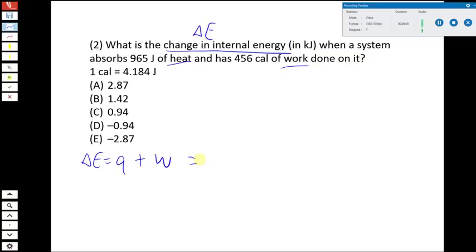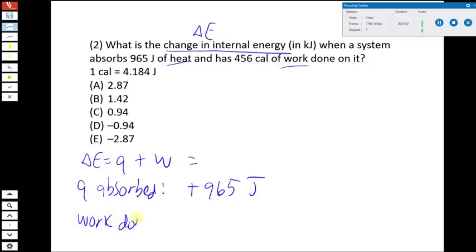So the first thing we look at is, in the problem it says we're absorbing 965 joules of heat. So anytime heat is absorbed, does that make it positive or negative? Positive, so that means it's going to be plus 965 joules for Q. So that is going to be a positive number. And then we also say that it has 456 calories of work done on it. So if we're doing work on the system, is that positive or negative? Also positive, so that's going to be plus 456 calories.